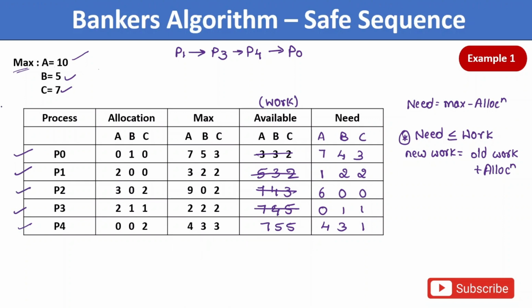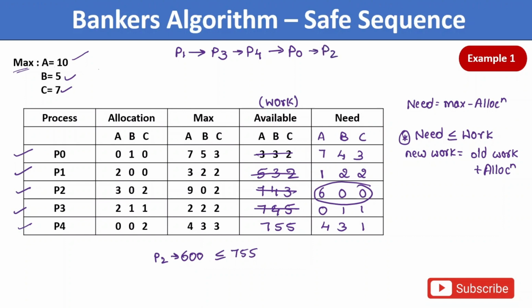So now let's move to the last one, that is process P2. So process P2's need value is 6, 0, 0, which must be less than or equal to the updated available or work value, 7, 5, 5. 6 is less than or equal to 7, 0 less than or equal to 5, 0 less than or equal to 5. So yes, it is satisfying the condition. So we can place process P2 in the safe sequence.